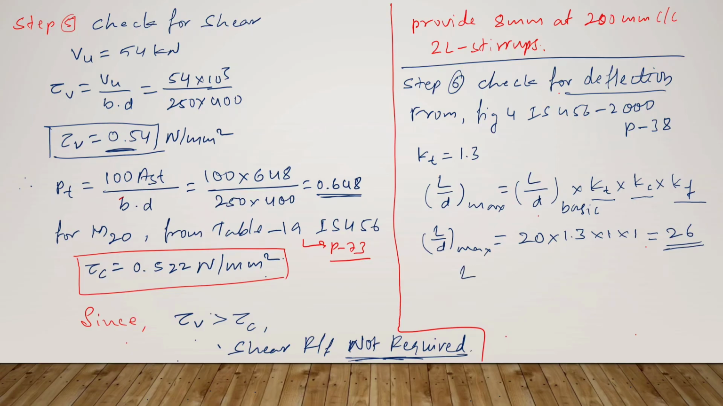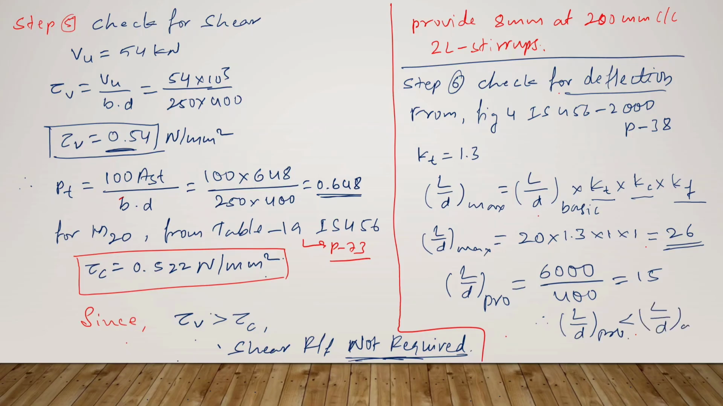So L by D provided, actually we provided is length is 6000 divided by depth is 400, that is 15. Therefore L by D provided is less than L by D maximum. Hence okay. ಇಷ್ಟು ಸಾಲ್ವ್ ಮಾಡಿದ್ರೆ ನಿಮಗೆ ಮ್ಯಾಕ್ಸಿಮಮ್ ಮಾರ್ಕ್ಸ್ ಬರುತ್ತೆ. ಓಕೆ, ದಿಸ್ ಇಸ್ ಅ 20 ಮಾರ್ಕ್ ಕ್ವಶನ್.